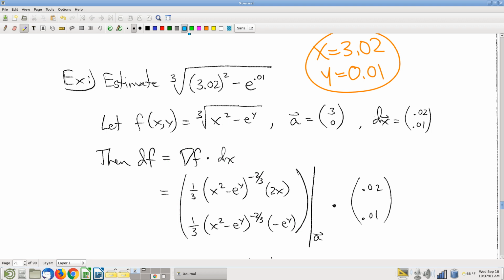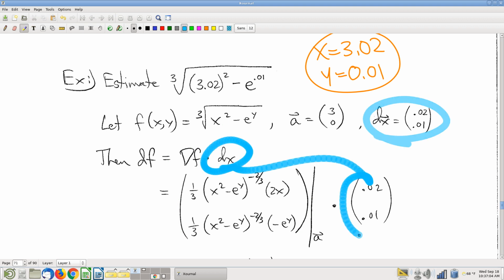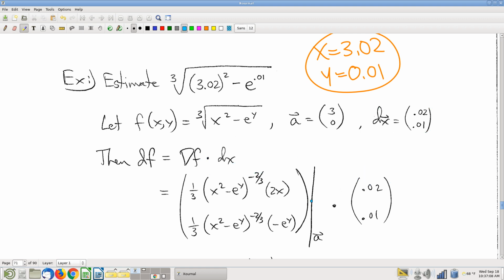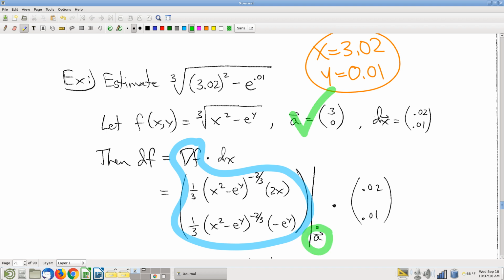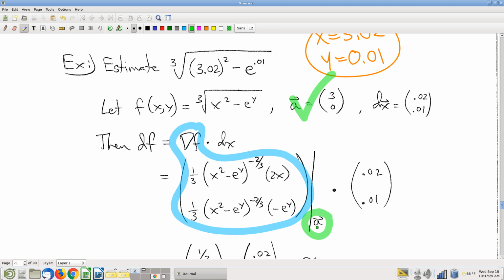Observe, as we already have, that dx is 0.02, 0.01. Of course, we're going to evaluate this gradient at the point in question. This gradient gets evaluated at a, so 3, 0. Lucky break, the arithmetic with 3, 0 works out really nicely. You end up needing to take a cube root of 8, which is 2. Right? So that was lucky.